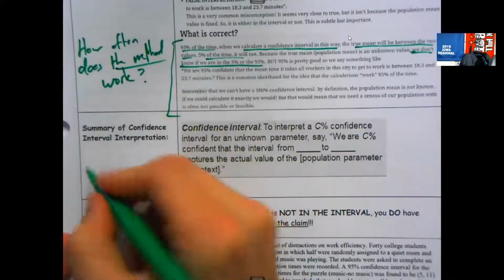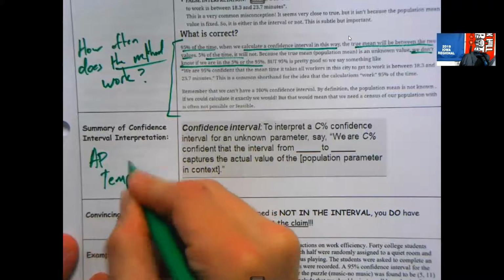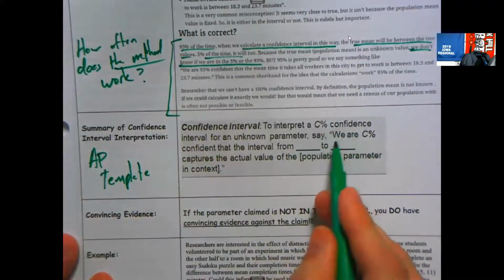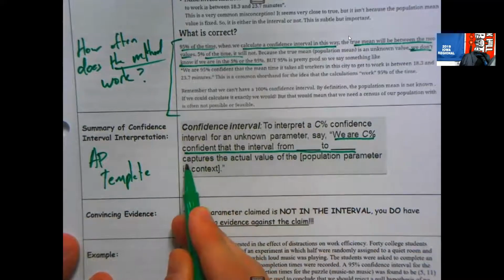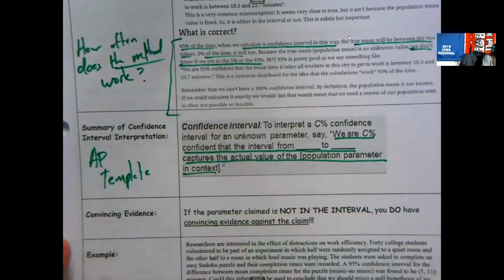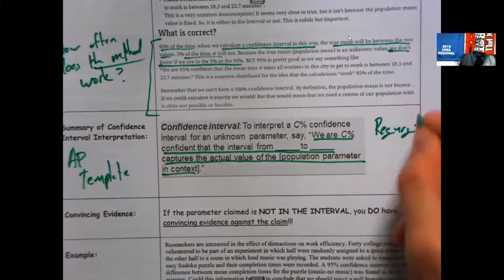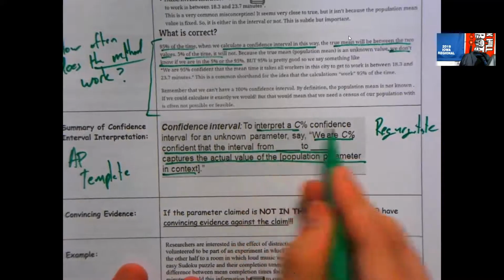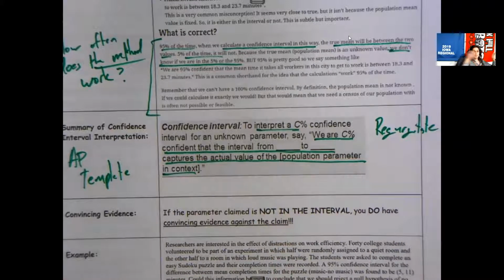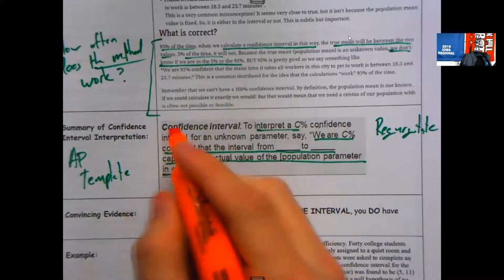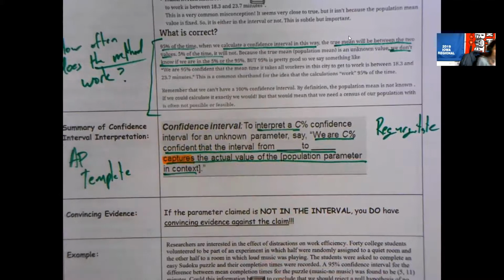So, summary of confidence interval: this is going to be an AP template that you just need to know. To interpret a confidence interval, we say we are C% confident that the interval from blank to blank captures the actual value of the population parameter in context. Just regurgitate that. If we're interpreting a CI, we need to use this template. Might put it on a note card. We are C% confident the interval from this lower bound to this upper bound captures the thing. Remember, that's what these intervals are trying to do. We want intervals to capture the actual value, or contain, or include.